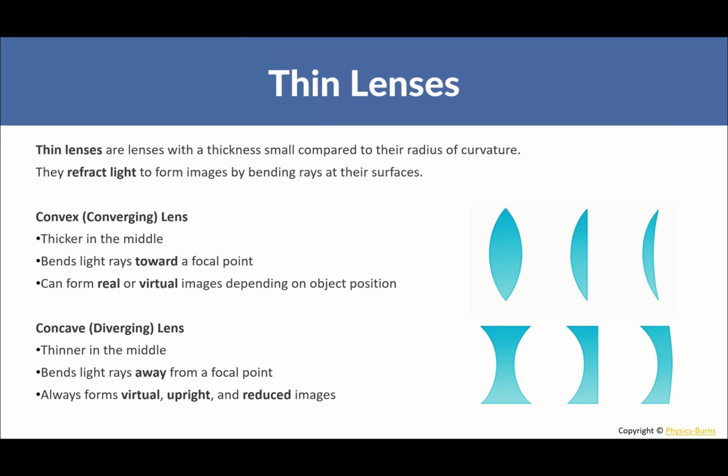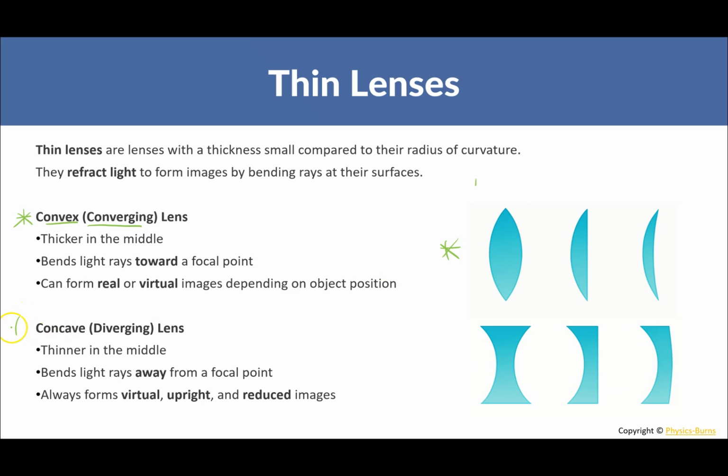Thin lenses are lenses with thickness small compared to the radius of curvature. They refract light to form images by bending rays at their surface. So there's two types. We've talked about this: convex, converging lenses. Thicker in the middle, bends light rays toward a focal point. Okay, so here we have the converging lenses. Can form real or virtual images depending on the object position.